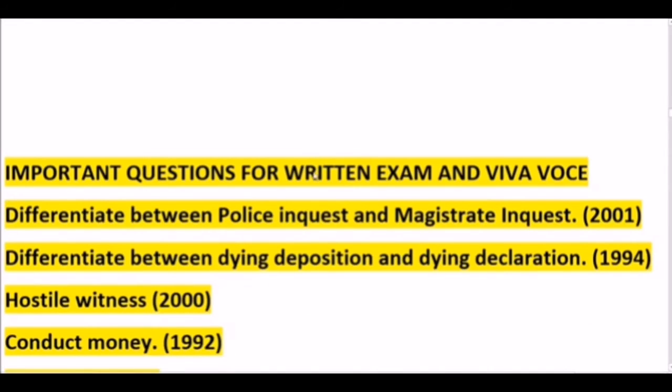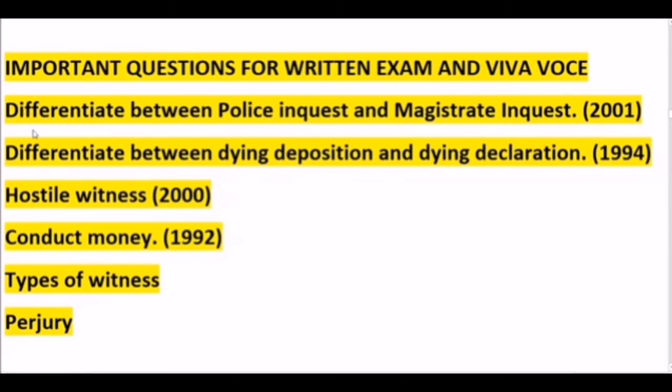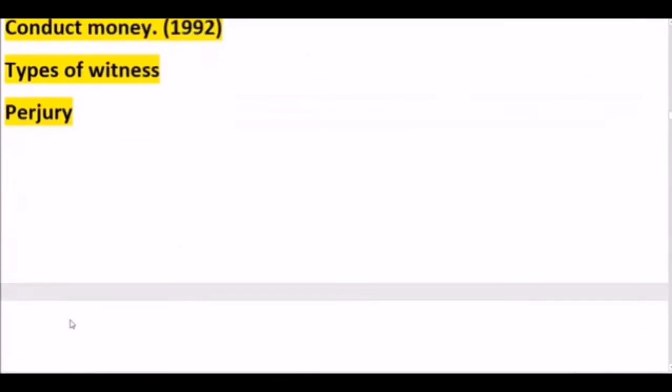Then these are important questions for written exam and viva. Differentiate between police inquest and magistrate inquest. Differentiate between dying deposition and dying declaration. Then hostile witness, and they may ask about conduct money, types of witness, and the definition and meaning of perjury, and all components of perjury.